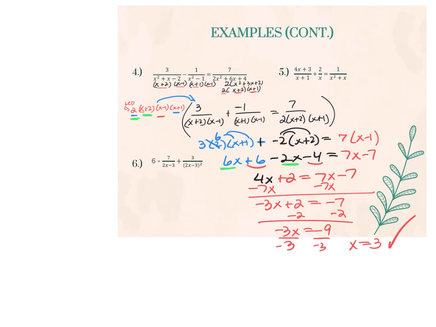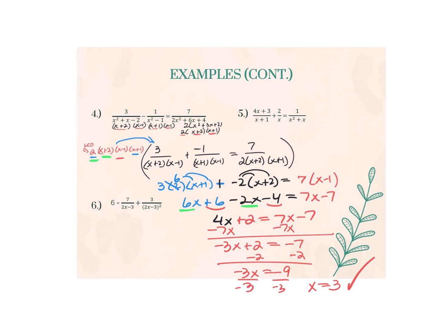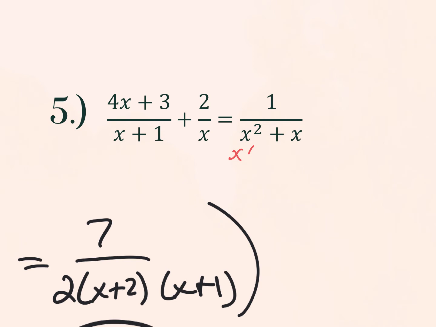Let's try number 5. Again, I need to factor before I start. So let's go to 5. I'm going to factor this denominator here first. I can factor out a GCF of x. So now it's easy to see my LCD is this.